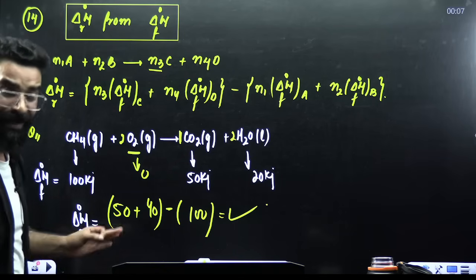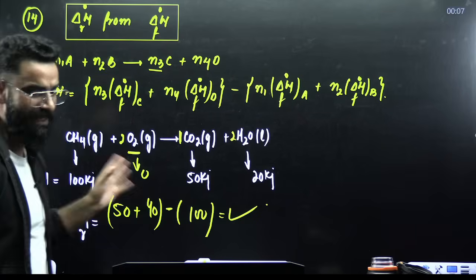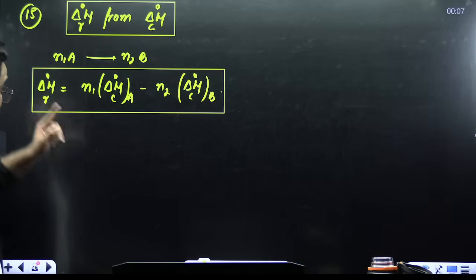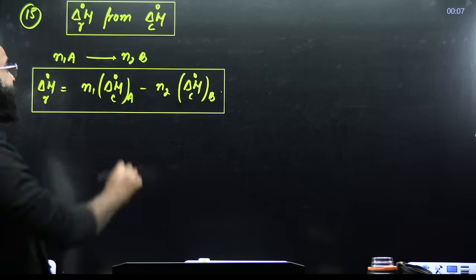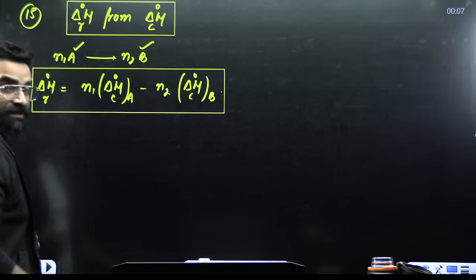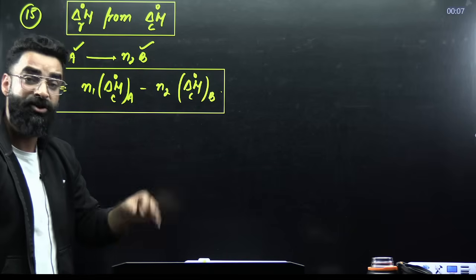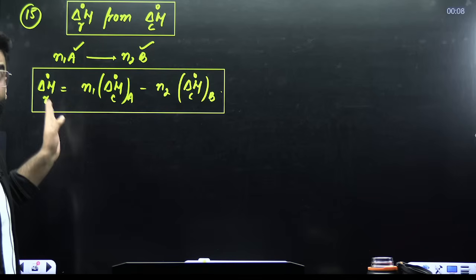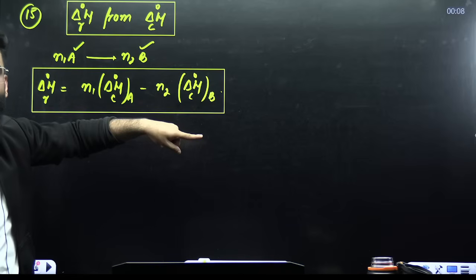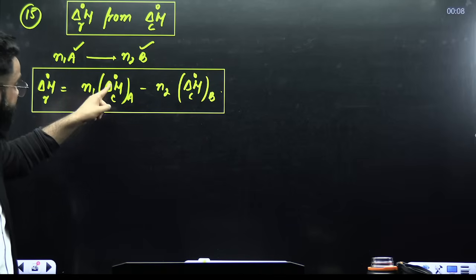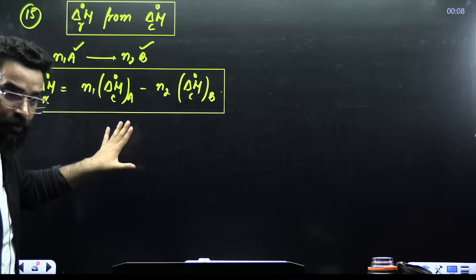That's it. So remember, enthalpy of reaction is equal to enthalpy of formation of products minus enthalpy of formation of reactants. Similarly, enthalpy of reaction from enthalpy of combustion. In the question, they can give you the enthalpy of combustion of reactants and products. You will have to calculate the enthalpy of reaction. Enthalpy of reaction will be enthalpy of combustion of reactants minus enthalpy of combustion of products. N1 into enthalpy of combustion of A minus N2 into enthalpy of combustion of B. This can be one more question asked.